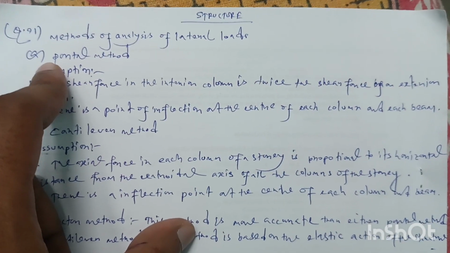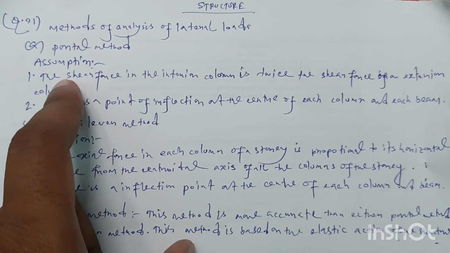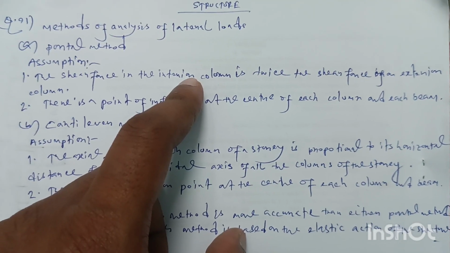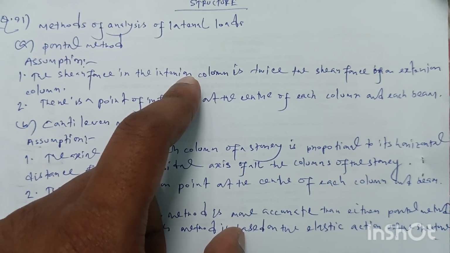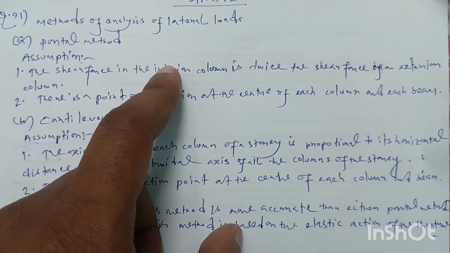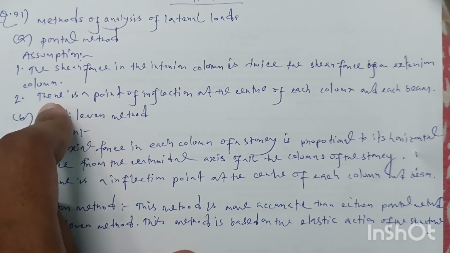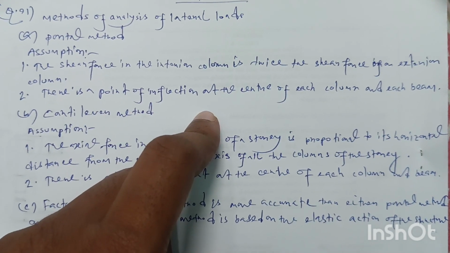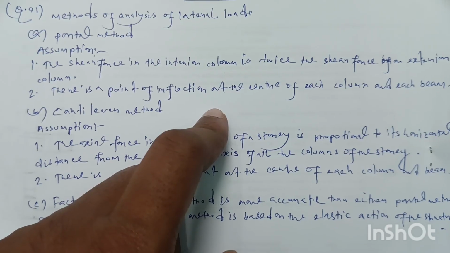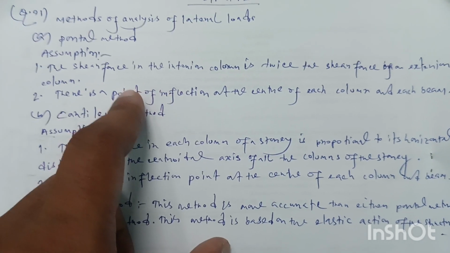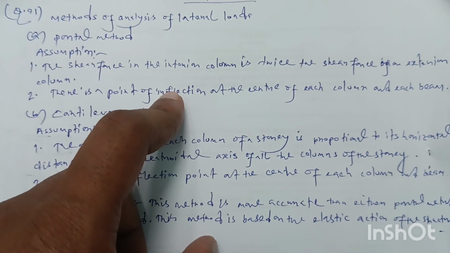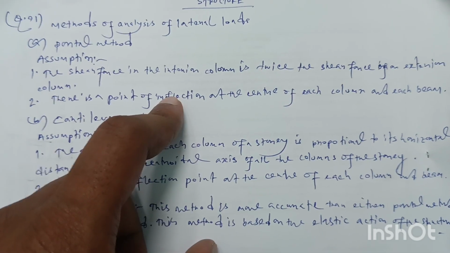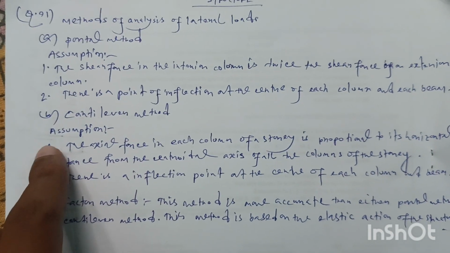Method 1, portal method. The assumptions for this method are: the shear force in the interior column is twice the shear force of an exterior column, and there is a point of inflection at the center of each column and each beam of the portal frame. Point of inflection means the point where bending moment is zero, and where the curvature of the bending moment changes.